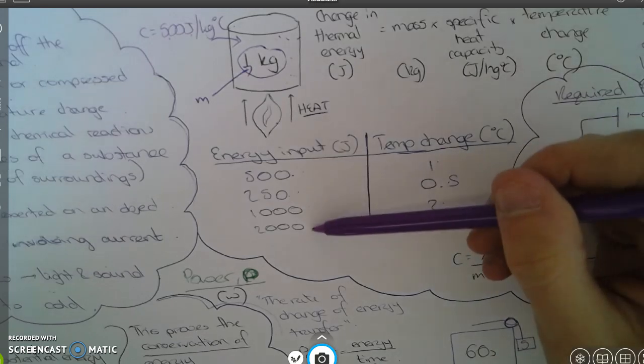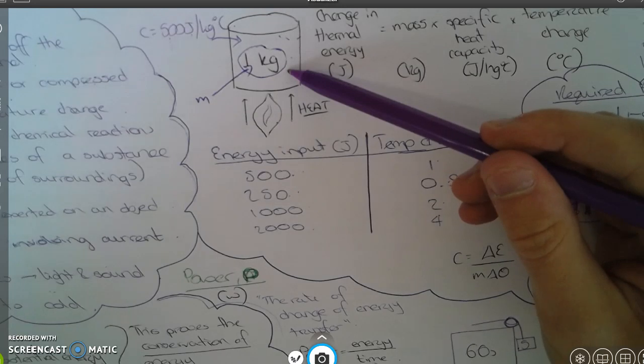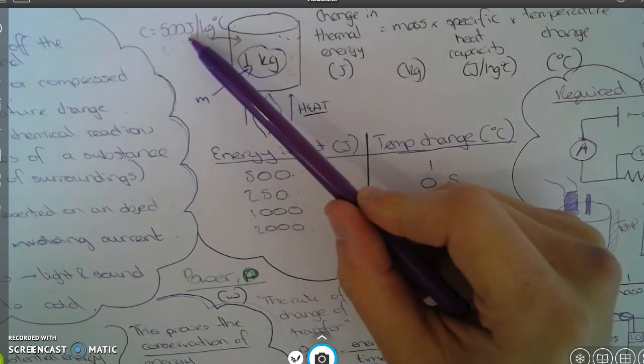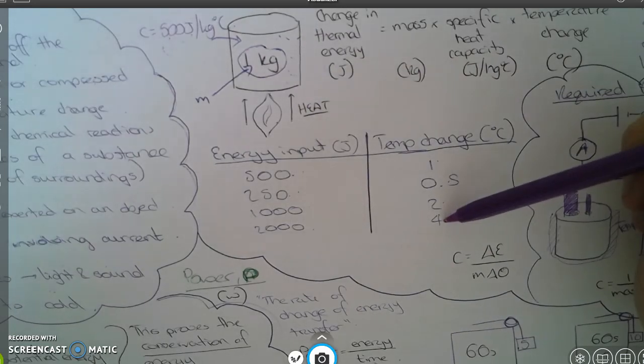And then finally, let's say I put 2,000 joules in. If I put 2,000 joules into this block, and it has a specific heat capacity of 500 joules per kilogram per degree Celsius, it's going to go up by 4 degrees.